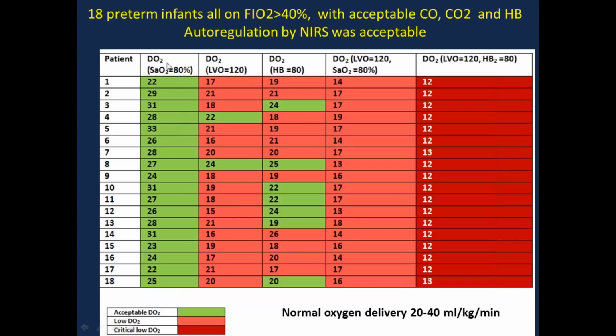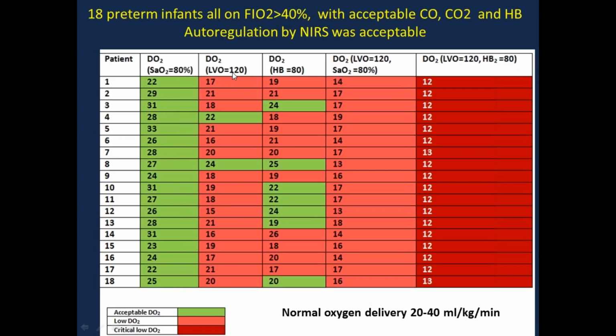We kept the cardiac output as is and the hemoglobin as measured, and in the equation we reduced saturation to 80%. We assumed that they have a saturation of 80%, and we calculated oxygen delivery. The oxygen delivery stayed normal.